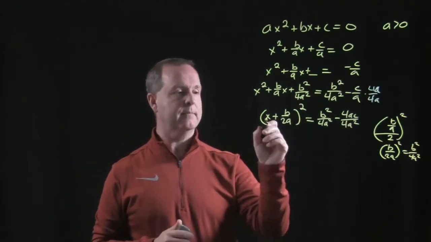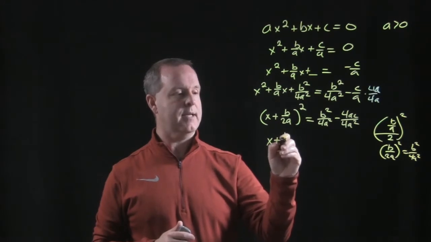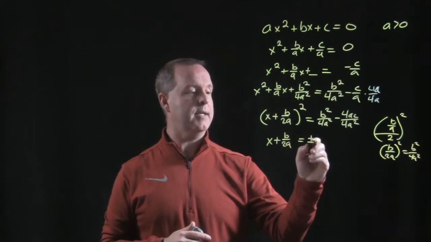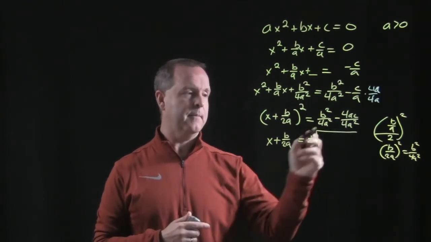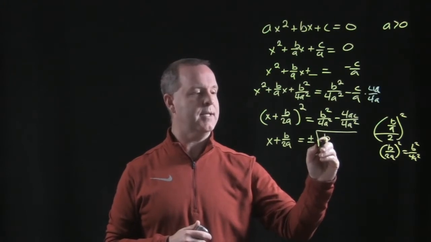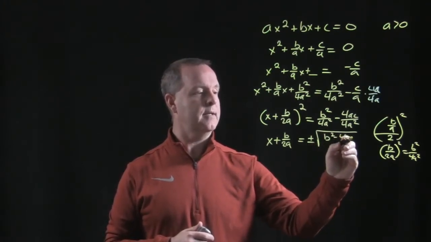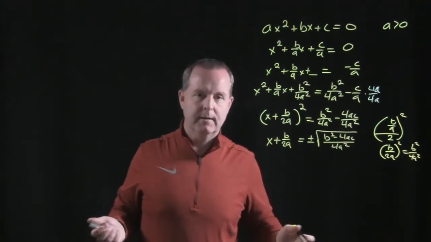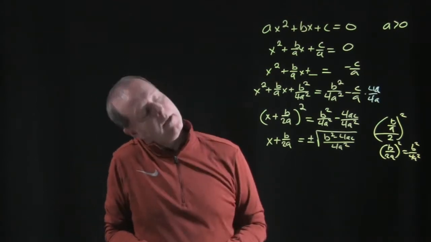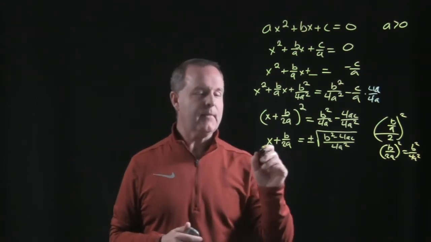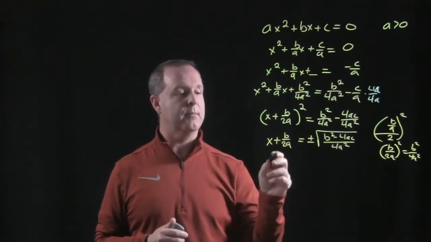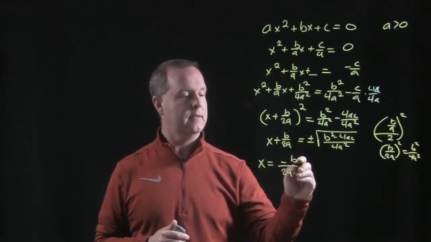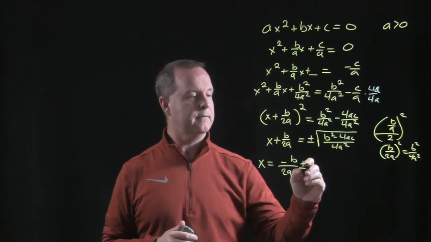Using the square root property, take the square root of both sides. x plus b over 2a equals plus or minus the square root of all of this. I'm going to go ahead and combine those underneath one radical, so that's b squared minus 4ac all over 4a squared. All right, take a breath, shake it out. All right, let's continue. To get x by itself, let's subtract b over 2a from both sides. So I have x equals minus b over 2a plus or minus all of this stuff.